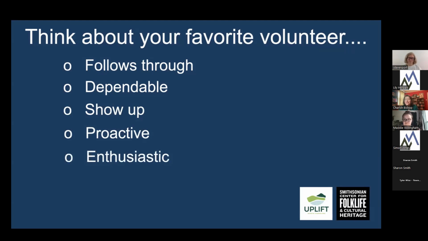Enthusiastic. They're there with a smile. They're there because they want to be there. They're engaged in the actual feel and the values of your event, of whatever is happening here. They're excited to be there, and enthusiasm is contagious, right? If they're happy and ready to be there, that passes on amongst the staff, the other volunteers, and your event guests that come in.